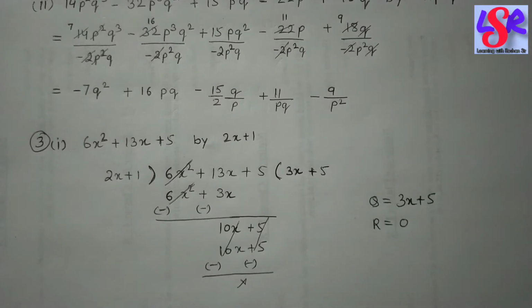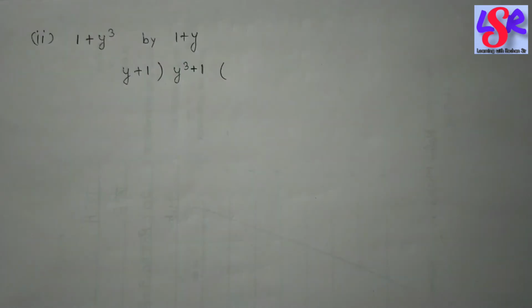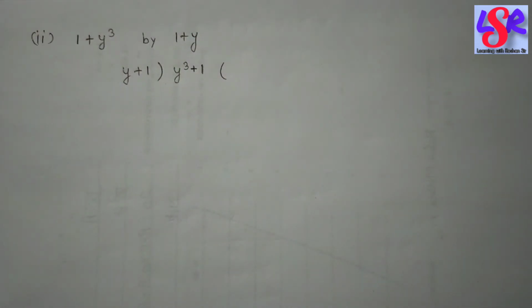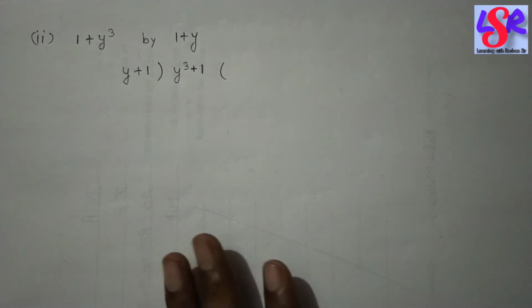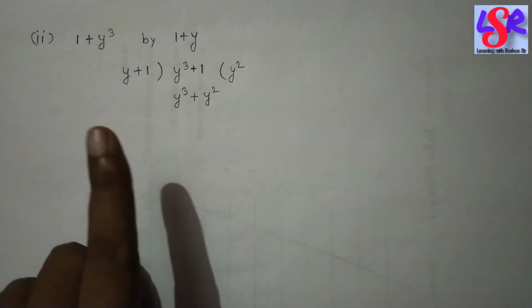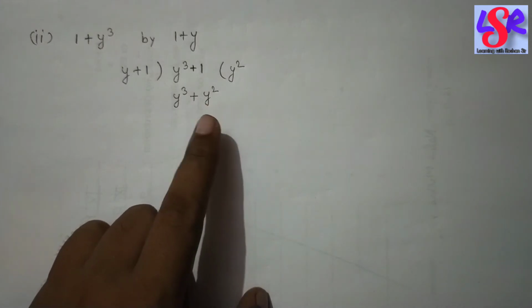Now let's see the second question. In the second part, we are having 1 plus y cube by 1 plus y. So very first of all, we are going to write this one as y plus 1 and y cube plus 1. Then we are going to see what we multiply in y to get y cube, and we get y square. So we are going to multiply y square to get y cube. Then 1 is also multiplied by y square to get y square. Now y by the y square we get y cube, and 1 by the y square we get y square.